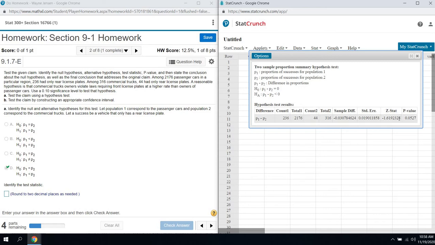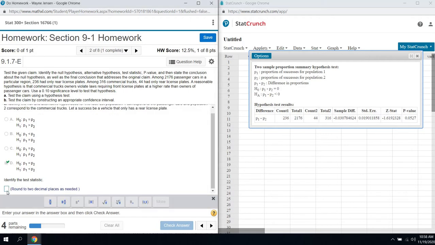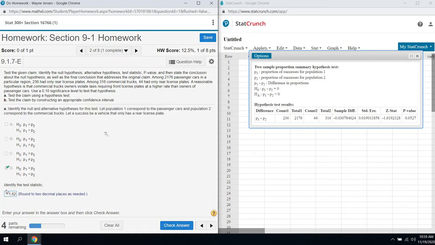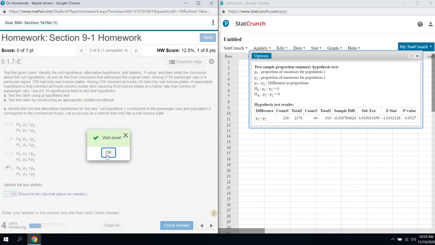So what's the test statistic going to be? Right here. The z-stat right here is going to be our test statistic. Our test statistic is, and let's type it in there, negative, and they want us to round to 2. Sorry, I put positive. Negative 1.62. And it's going to tell us we did great.